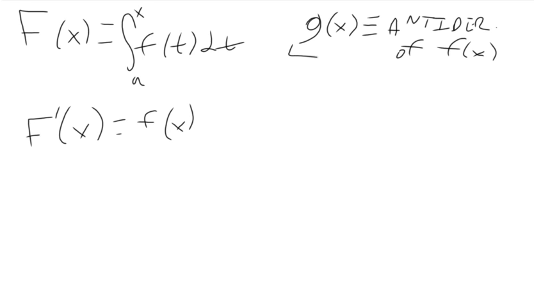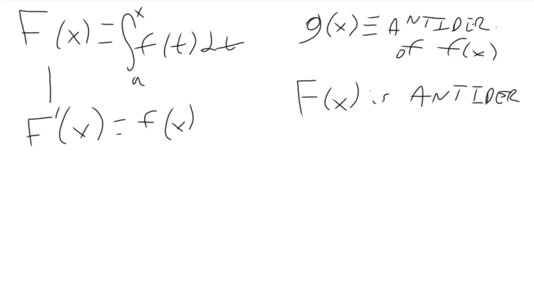Now, what does this mean? G of x to be an antiderivative of f of x. Well, that means that if I take the derivative of g of x, I will get little f of x. Notice that the same thing is true here for capital F of x. If I take the derivative of capital F of x, I will get little f of x. So that tells me that capital F of x is also an antiderivative of little f of x. So I have g of x and capital F of x are both antiderivatives of little f of x.